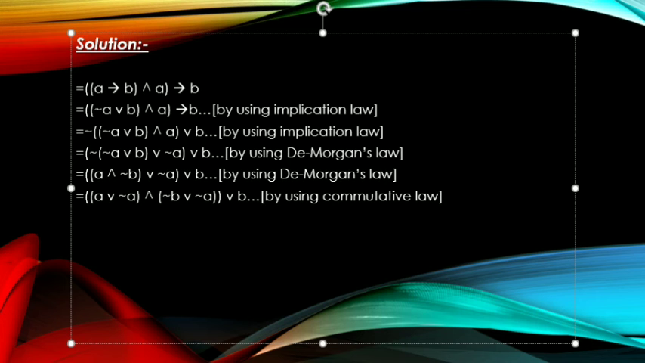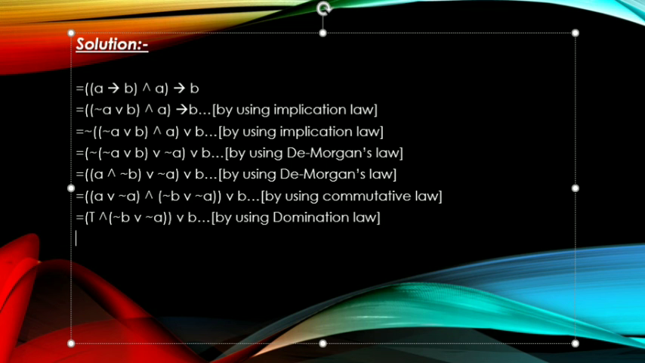Now here by using domination law we know that A or negation A will give true, and here as it is, and bracket negation B or negation A bracket close, one more bracket, or B. Here by using domination law.